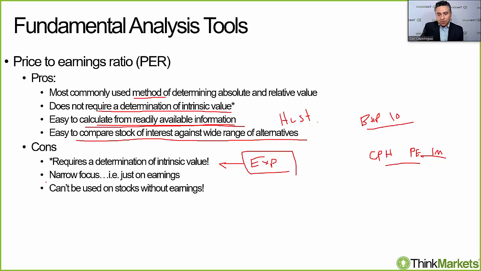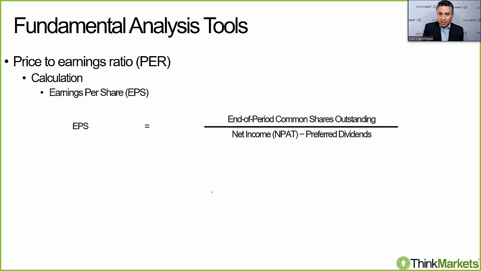A couple of other cons for the PE ratio is it's quite a narrow focus. I mean, you look at what's in the equation, we've got P and we've got E. So we've got earnings per share. It doesn't take into account, for example, debt levels of the company, if a company's taken on too much debt. And it can't be used on stocks without earnings. So if we don't have an E, we don't have a PE ratio. A company that has negative earnings or has made a loss, by definition, doesn't have a PE.